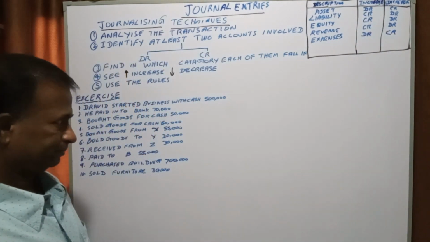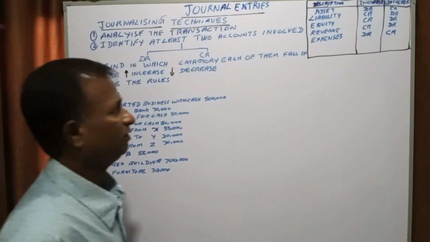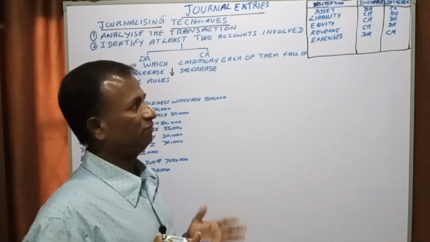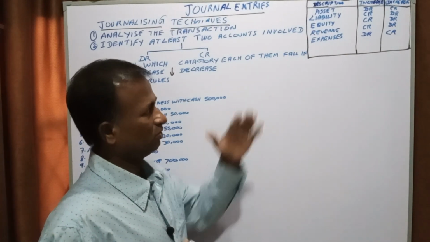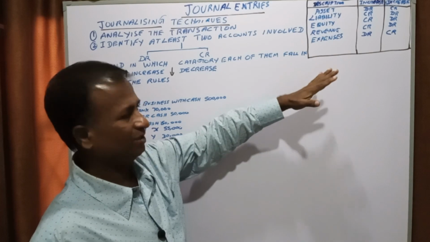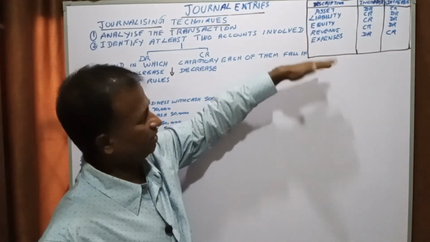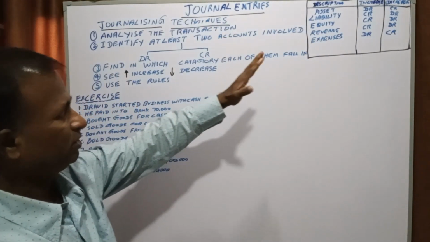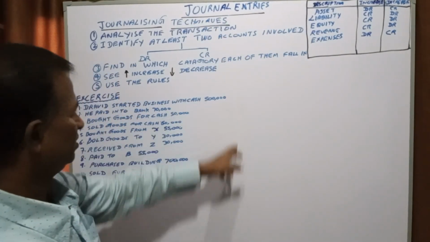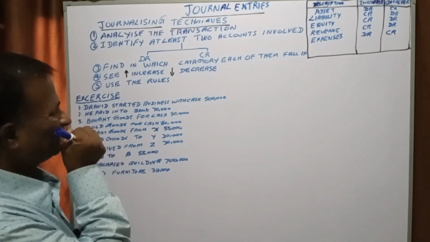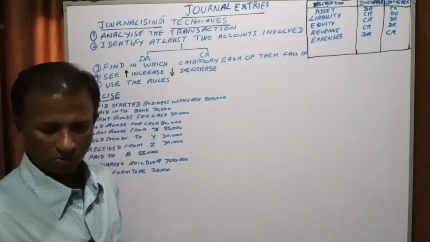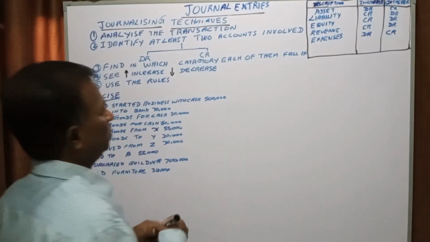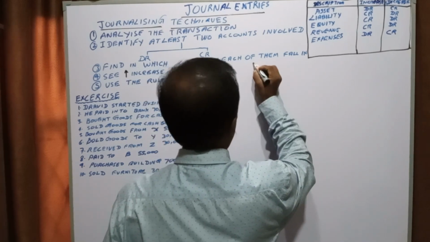Revenue: if the revenue is increasing, we have to credit it. If the revenue is decreasing, we have to debit it. When the expenses are increasing, we have to debit it. When the expenses are decreasing, we have to credit it. If you remember this rule, the rest of the thing is easy for you. Okay, now we will see how to solve this problem.